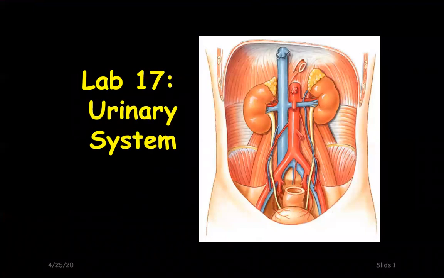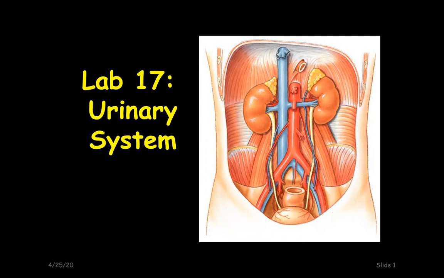Bio 47, we're going through Lab 17, the urinary system. What we'll be going through is describing the basic anatomy and function of the urinary system. We'll be tracing blood flow through the kidney. We'll be looking at the location of the urinary system in the abdominal cavity.